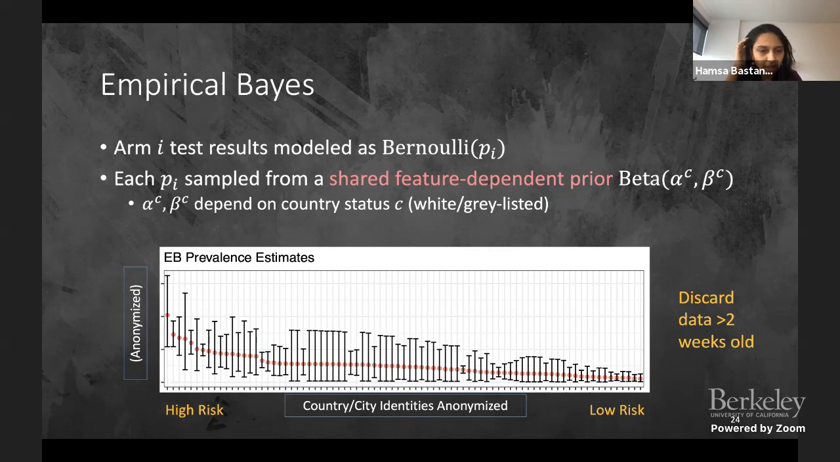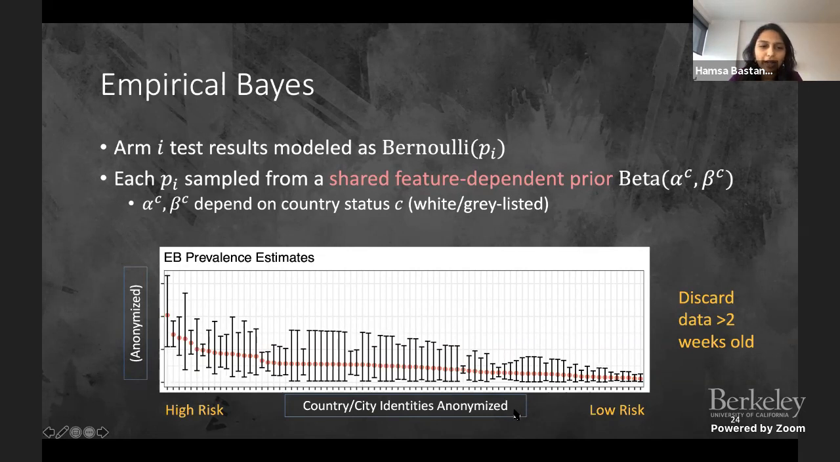And this is, again, actual data. This is what our results look like. And this feeds directly into the Prime Minister's dashboard. Recall again that we're discarding any data that's over 2 weeks old. On the x-axis, again, we have all the different arms. So these are country or city identities. And they're ranked by risk, right? So you can see that our mean EV estimates are decreasing. The red points are the expected EV estimate, and the dashed lines give you the 95% confidence intervals. And you can see that most locations look pretty safe.